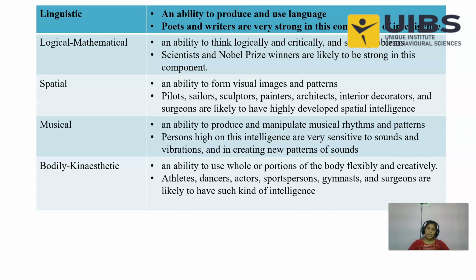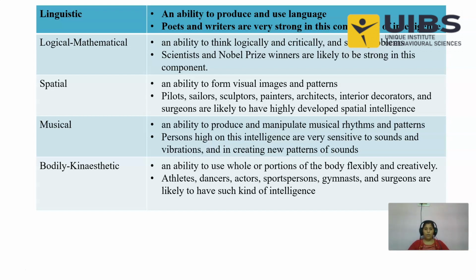They are linguistic. Linguistic means our ability to produce and use language. People with high level of linguistic intelligence can perceive words, they can see words in their mental image. Poets and writers are very strong in this component. Logical mathematical means ability to think logically to solve problems. These people with logical mathematical intelligence have high level of abstract thinking and reasoning power. Scientists, Nobel Prize winners are likely to have this kind of component.